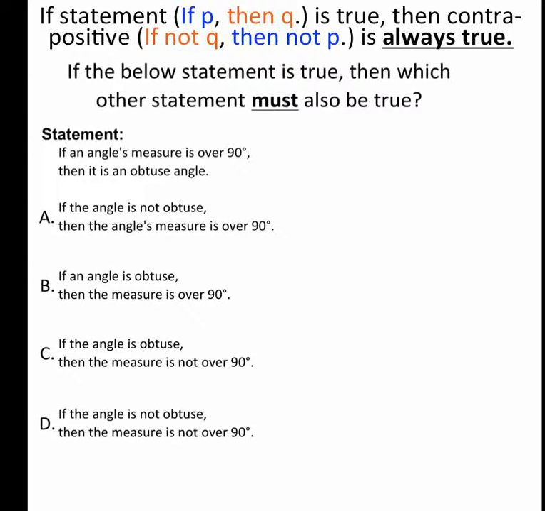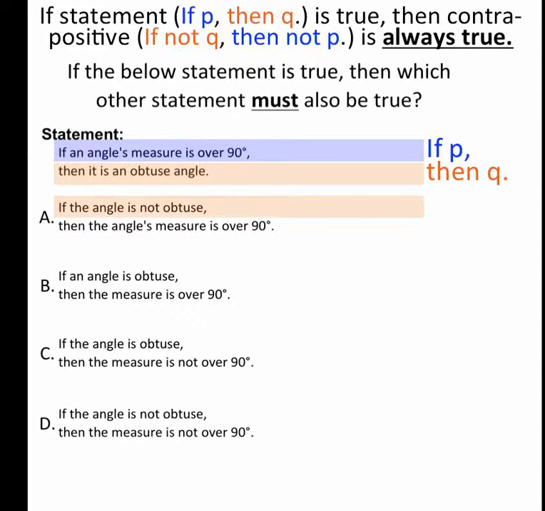So to solve this problem, I'm going to read my statement and figure out which part is P and which part is Q, then go through the four possible answers and try to figure out which one of those is the contrapositive. If not Q, then not P, then I know I will have found my answer because that is always true. So my statement says, if an angle's measure is over 90 degrees, if P, then it is an obtuse angle, then Q. So just the definition of an obtuse angle.